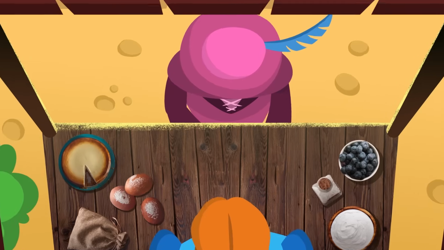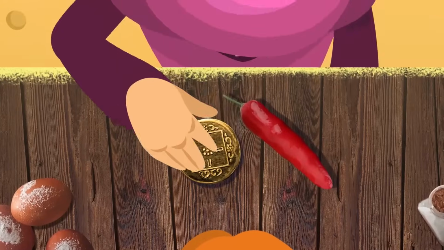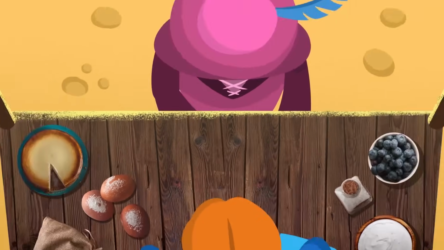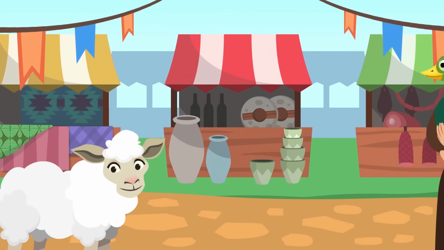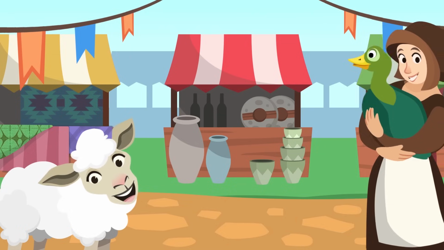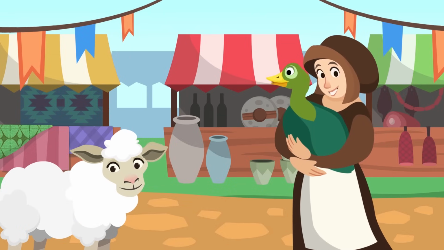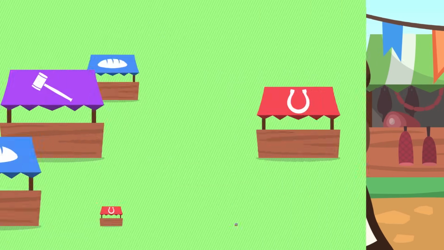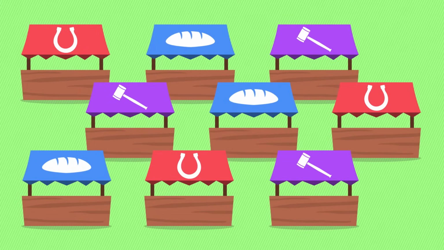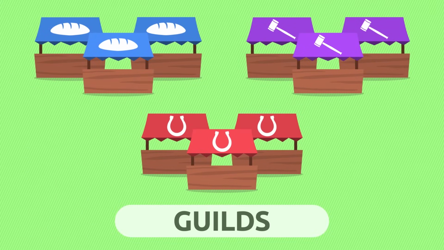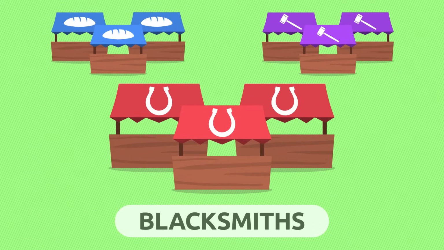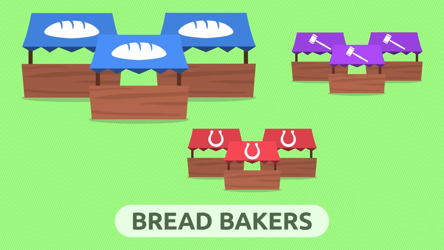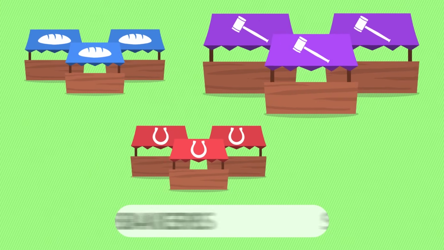Medieval markets were just a place to buy food, grain, spices, fabrics, or jewelry. Peasants sold their farming products and cattle, while artisans sold handmade objects. In the Middle Ages, artisans of the same trade formed associations called craft guilds. For example, the Blacksmiths Guild, the Bread Bakers Guild, or the Stonecutters Guild.